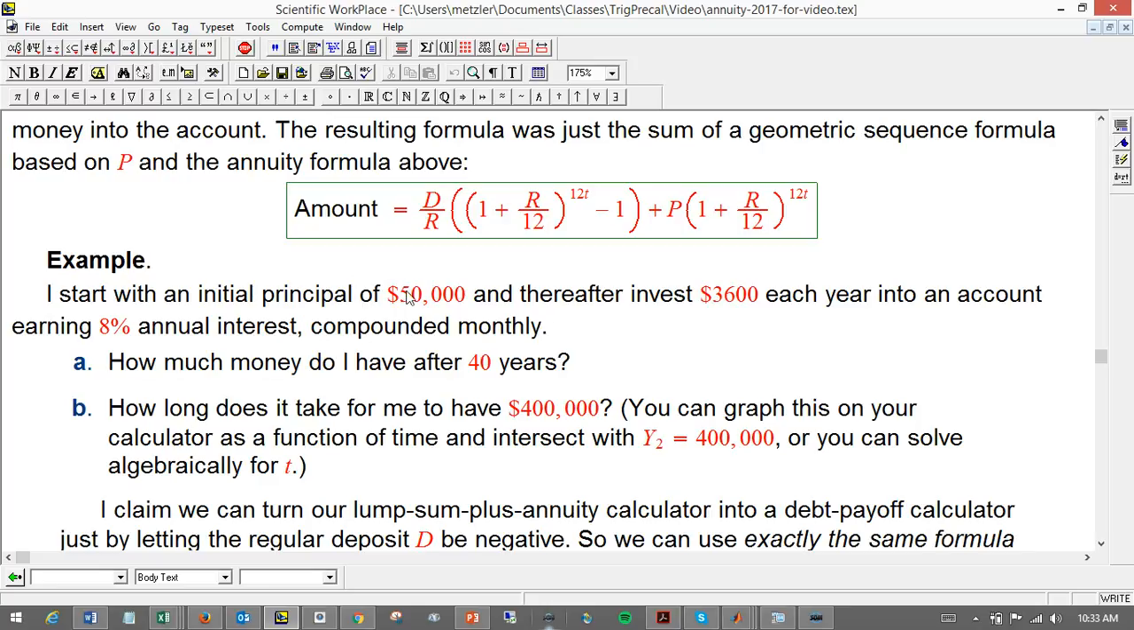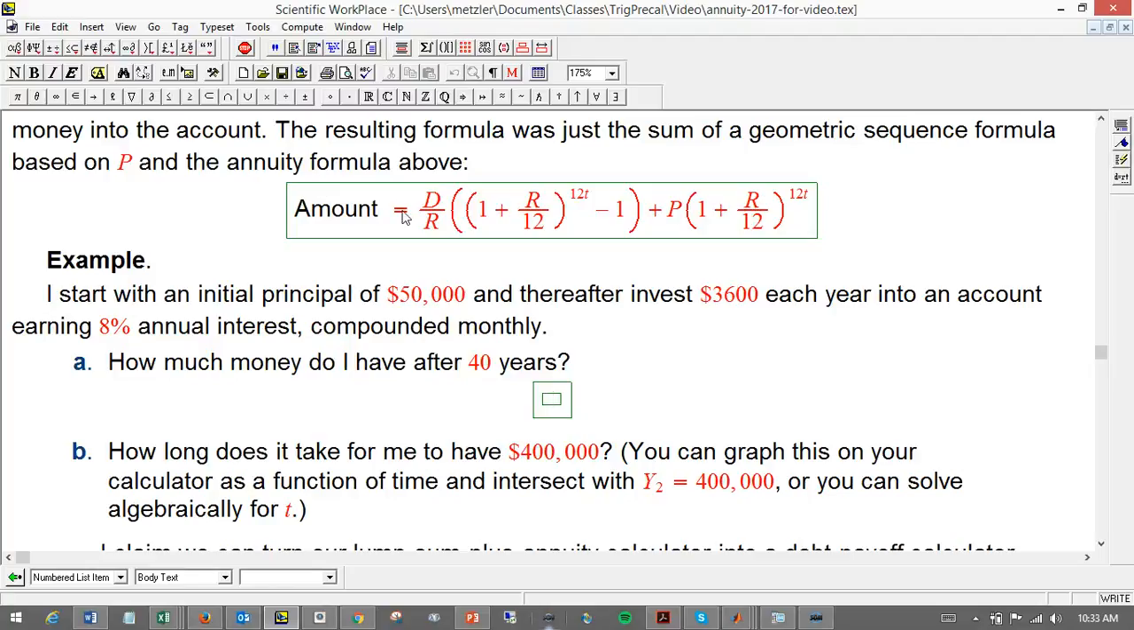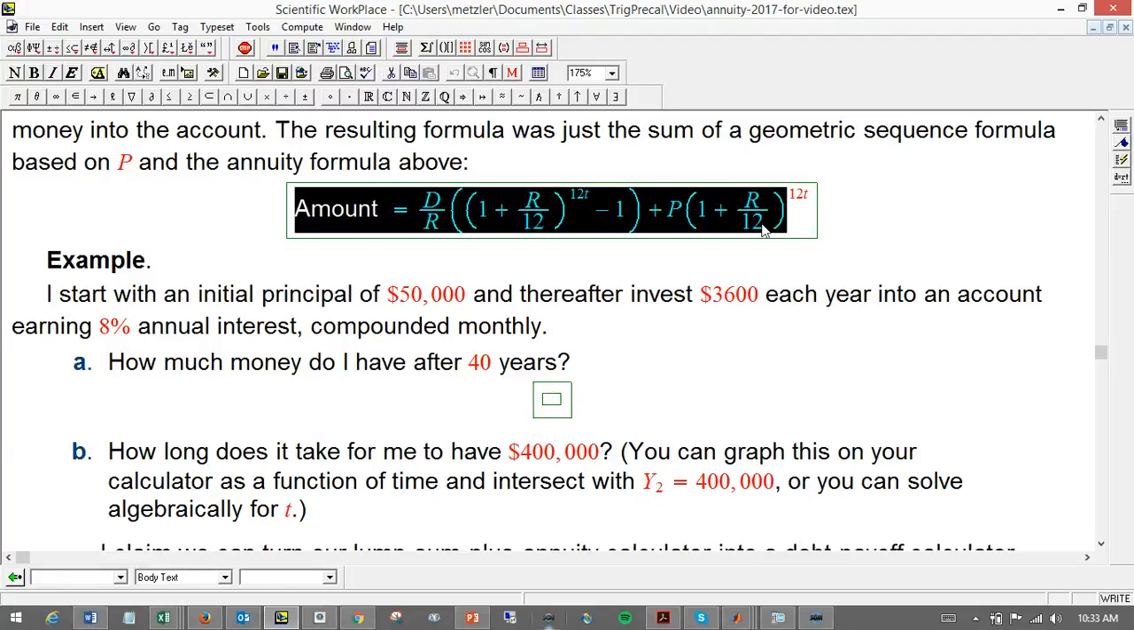So I put in $50,000 as my lump sum, and then thereafter I invest $3,600 a year. There's my D. And let's say it's 8% interest. That's extremely good for a bank account right now, but it's not implausible if you think about this as the stock market or something. And we're going to assume it's compounded monthly, so this formula is right on the money. How much money do I have after 40 years? That's just a straightforward plug-in into this formula.